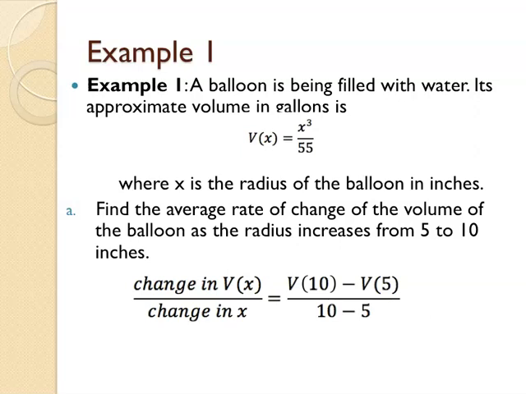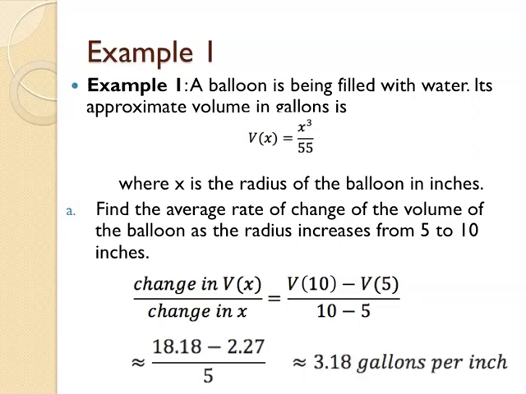v of 10 is equal to 10 cubed over 55, which is equal to about 18.18. Do the same thing with v of 5, so 5 cubed over 55 is equal to about 2.27. On the bottom, 10 minus 5 is equal to 5, and that comes out to be about 3.18 gallons per inch. What does that mean? That means on average, as the balloon is increasing from 5 to 10 for its radius, the rate that the number of gallons is changing at is on average about 3 gallons per inch.